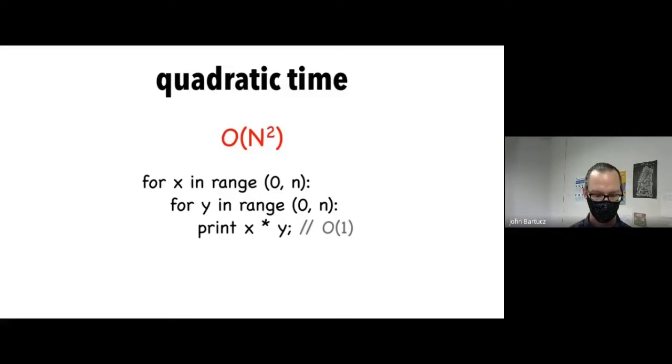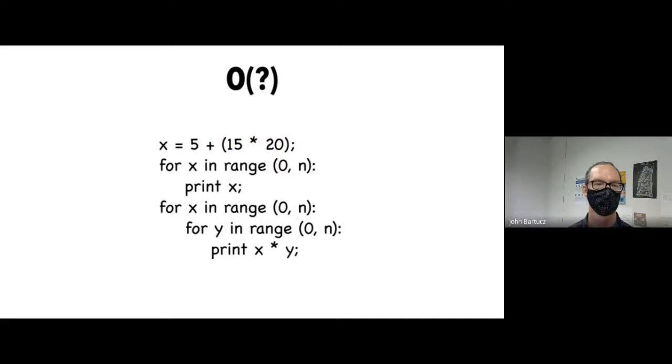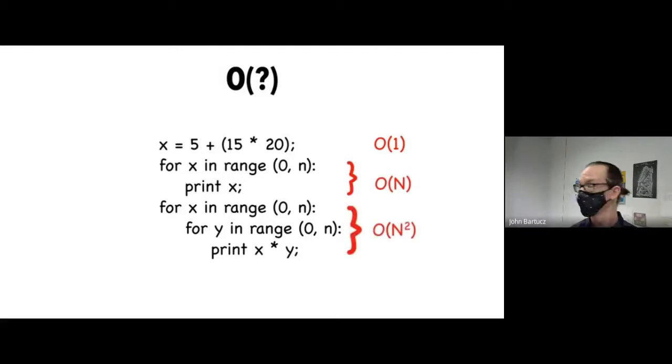Let's do two more examples covering everything we've talked about. Say we have the following block of code. What is its total runtime? Well, we know the runtime for each of these, so the total runtime is simply the max of the three. The nested for loop dominates here, so we get big O of n squared.